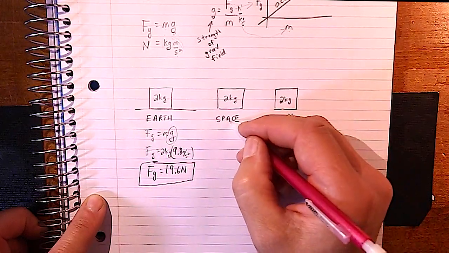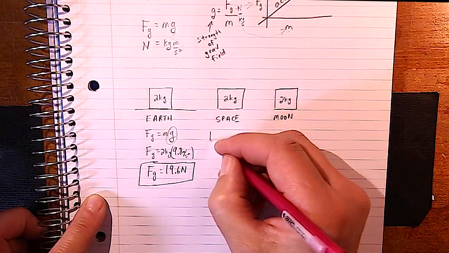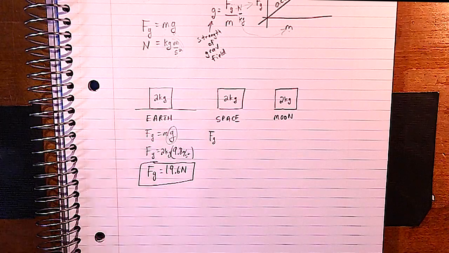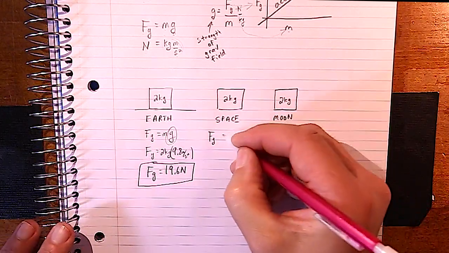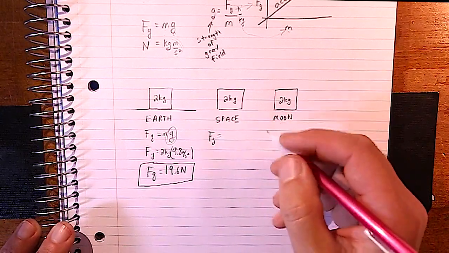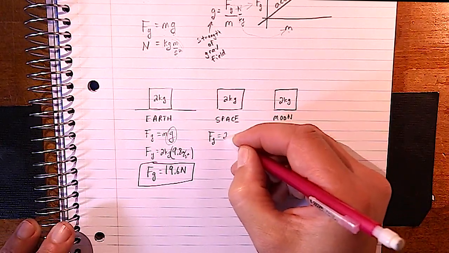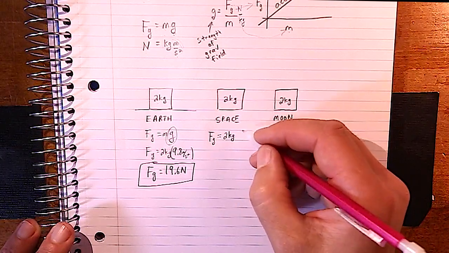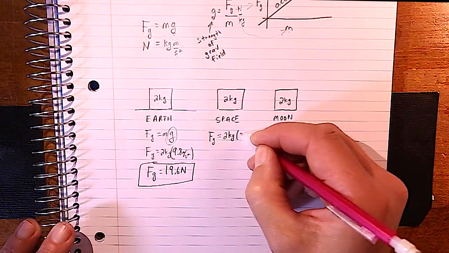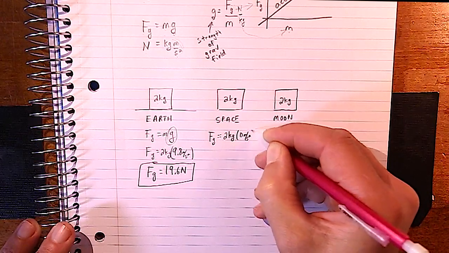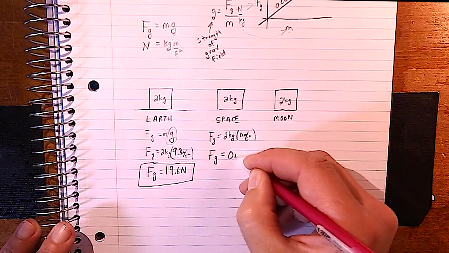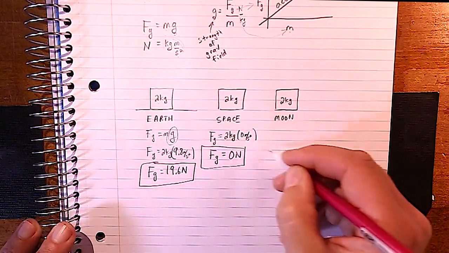Now, in space, we have an interesting situation because when we talk about space, we're talking about far, far away from other planets, somewhere where there's no gravitational pull from anything. So super, super far away. In that case, the mass is still 2 kilograms. Mass doesn't change depending on location, but there is no gravitational field. So what's the weight of an object in space? It's 0 newtons. It has no weight.